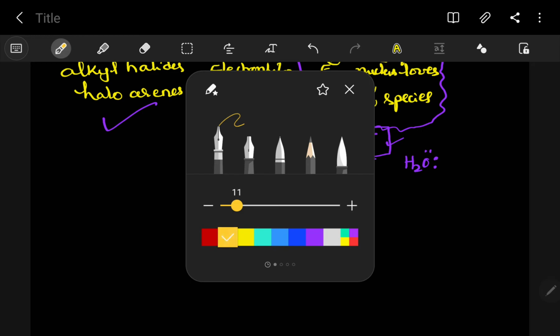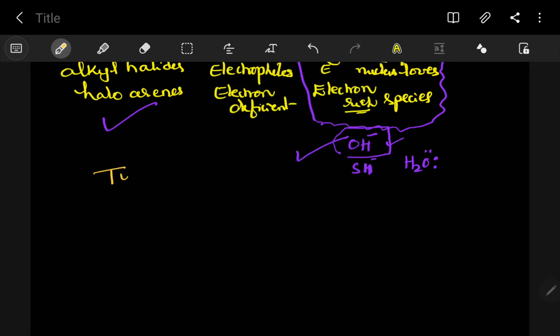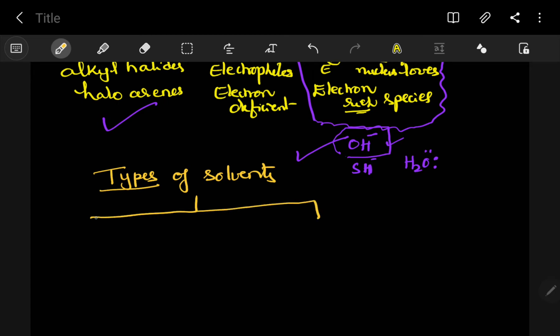Coming to the types of solvents, what are the two types here? Mainly we have two types of solvents: polar solvents and non-polar solvents. In the case of polar solvents, first let me explain non-polar solvents.